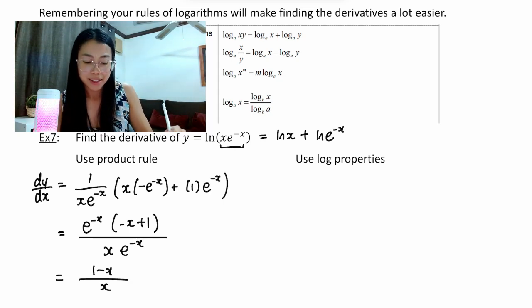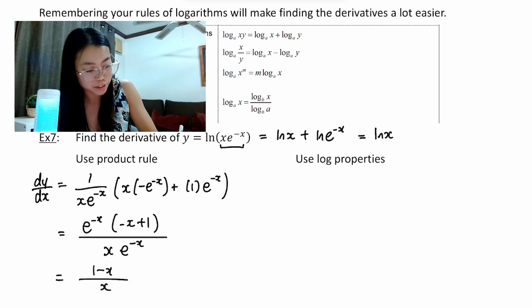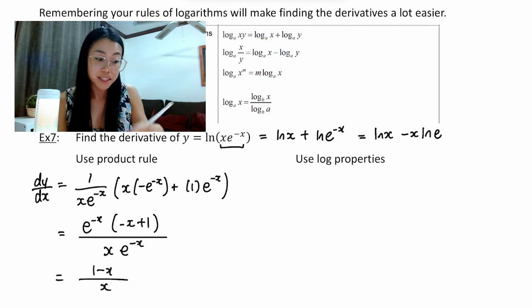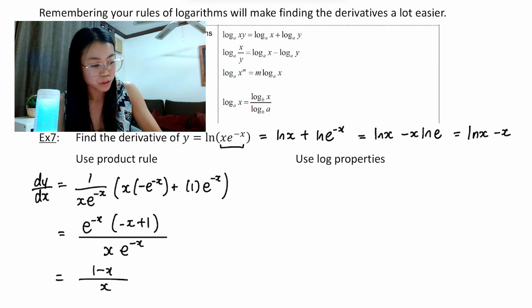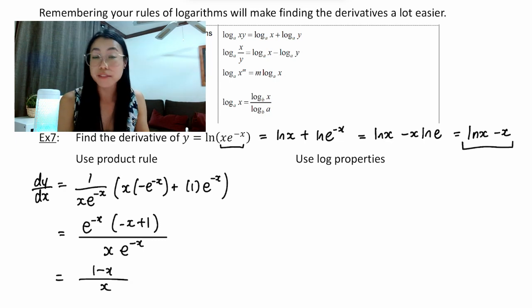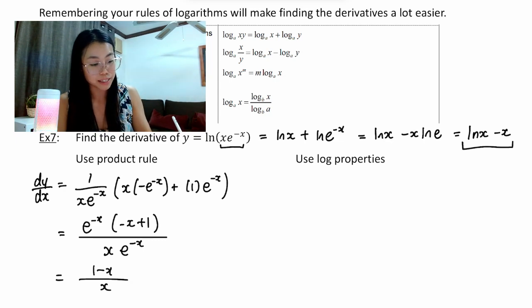But notice that this simplifies even further. So I can apply another log property, not on the first term, but on the second term, which allows me to bring that exponent value in front as a coefficient. So that becomes minus x times ln of e. And in fact, that simplifies even more because ln of e is just 1. So when I rewrite my y function, I'm going to be left with ln of x minus x.